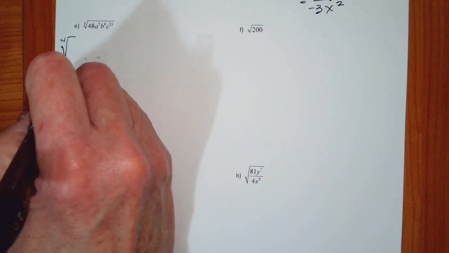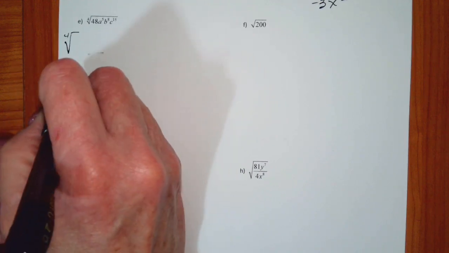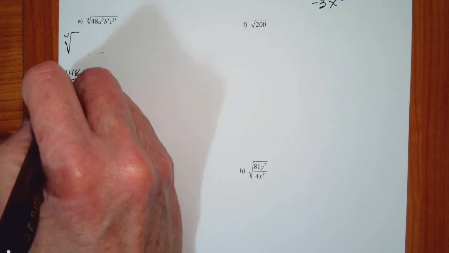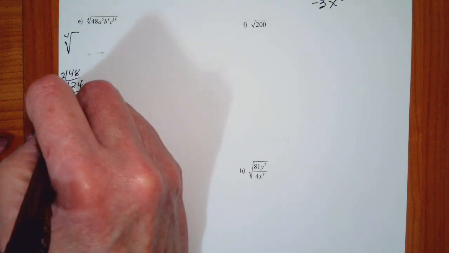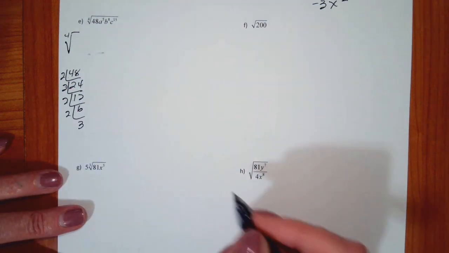Okay, so let's see. 48 is divisible by 2. 24 is divisible by 2, 12 is divisible by 2, 6 is divisible by 2, and I have a 3.